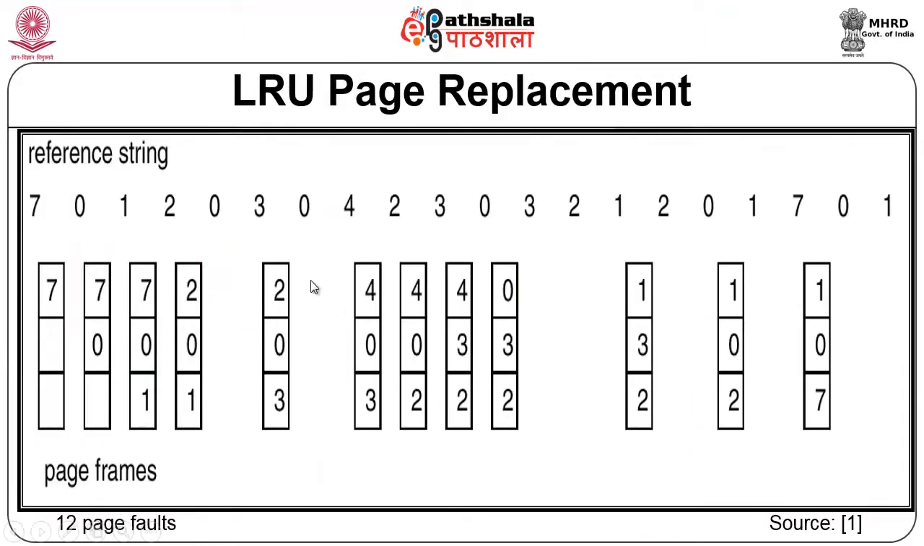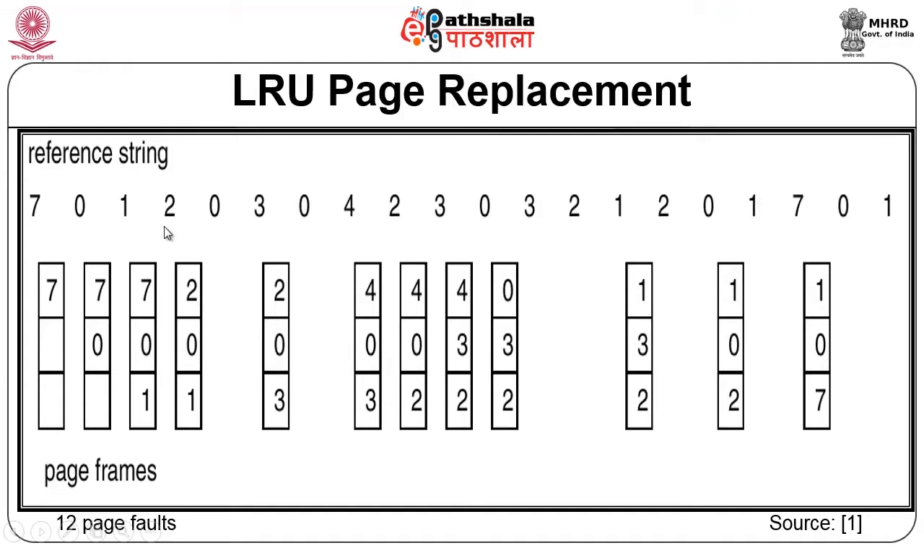So, we will see how this LRU page replacement algorithm works. Look at this example string 7, 0, 1, etc. And again, here also we assume that there are 3 page frames. So, 7 can be brought in directly because you have a free frame, then 0 is brought in, there is again a free frame, and then a reference to 1 can also be brought in.